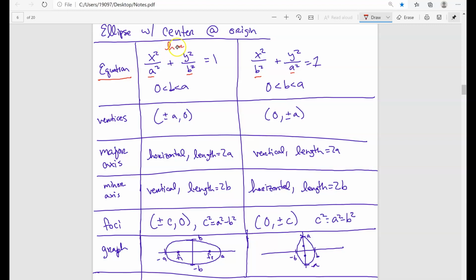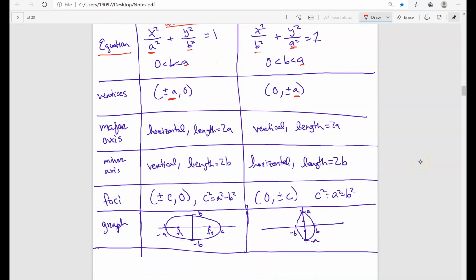Here is if you have a vertical ellipse. To give you an idea, you can see that the value of a here is bigger, so it's going to be bigger on the y-axis, and this one is going to be bigger on the x-axis. The vertices are basically the same; they just swap position. This is along the x and this is along the y.